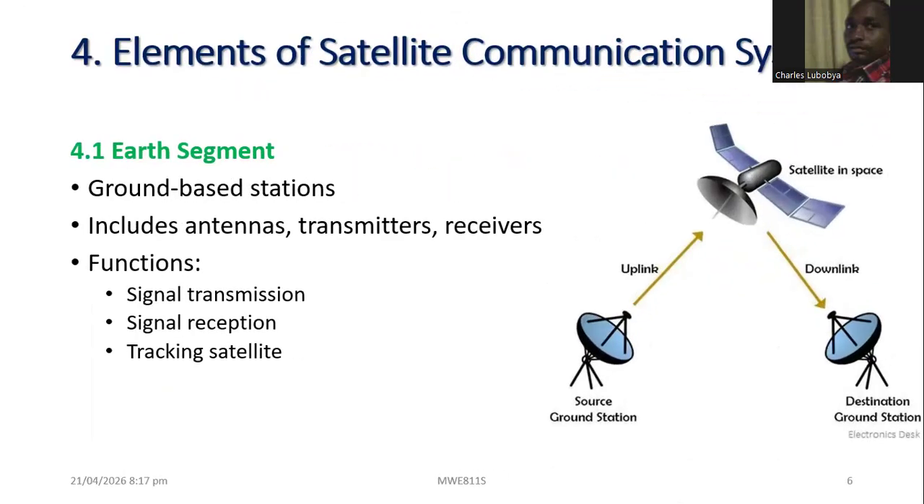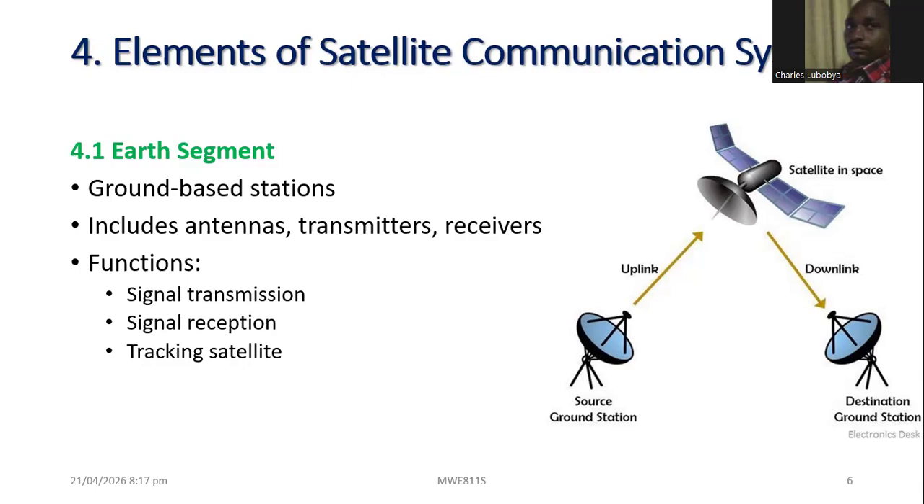Let's look at the elements of a satellite communication system now. Again, when we talk of elements, the first element is the earth segment. This is where you have the ground-based stations, and it includes antennas, transmitters, receivers. The function of these earth segments is essentially to transmit a signal using the uplink, and also to receive the signal during the downlink process.